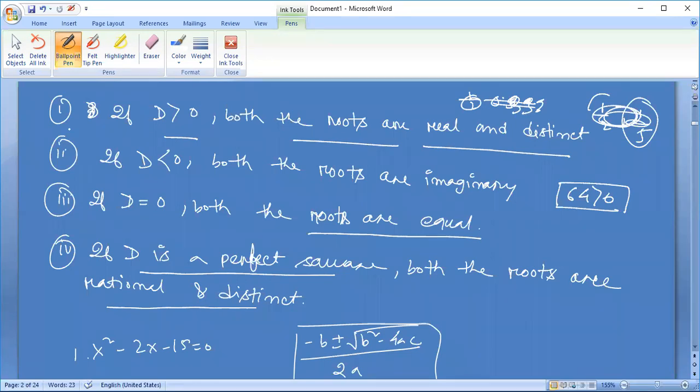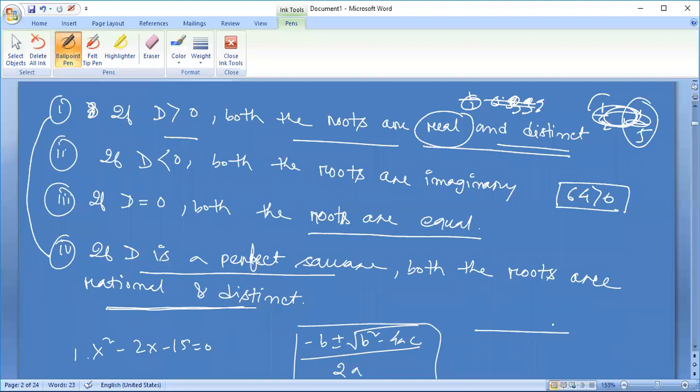Now see, this condition and this condition are similar. That means the roots are real and distinct. Here, both the roots are rational and distinct. If D is greater than 0, then the roots will be real. But if it is a perfect square, then it will be what? Rational and distinct. That means, rational means what?